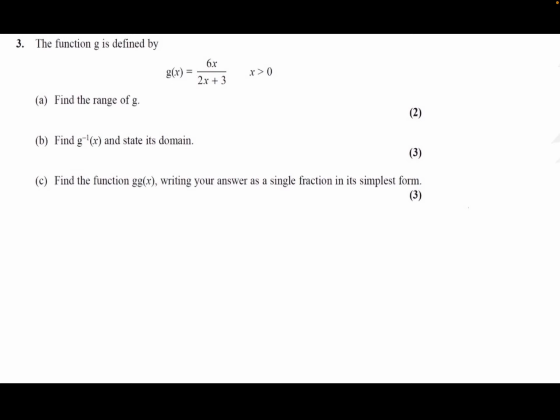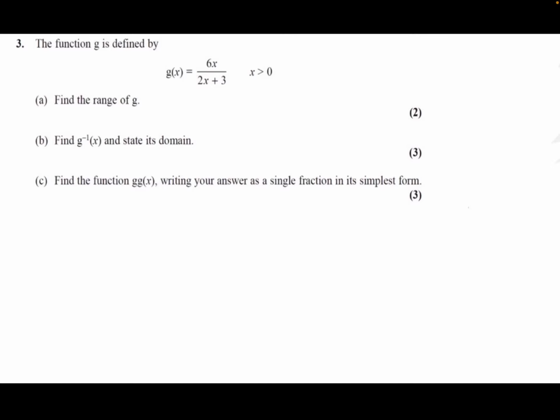The function g is defined by g of x equals 6x over 2x plus 3, where x is greater than 0. Part A, find the range of g. So we want to think about the graph for this. So we need to draw the graph. You can use your graphical calculator to help you here. So you can type the function into your graphical calculator.